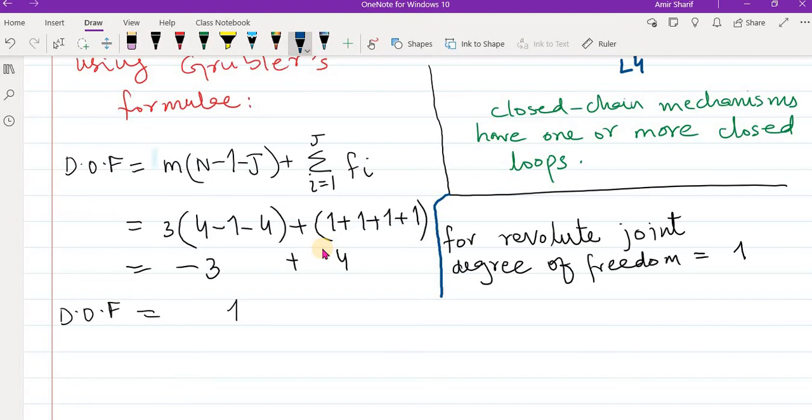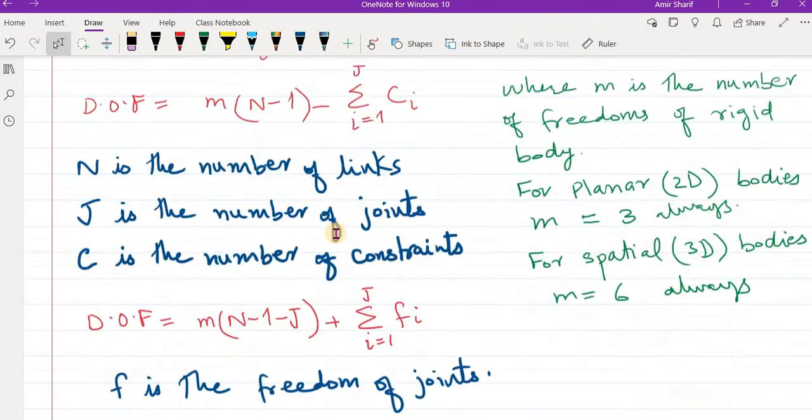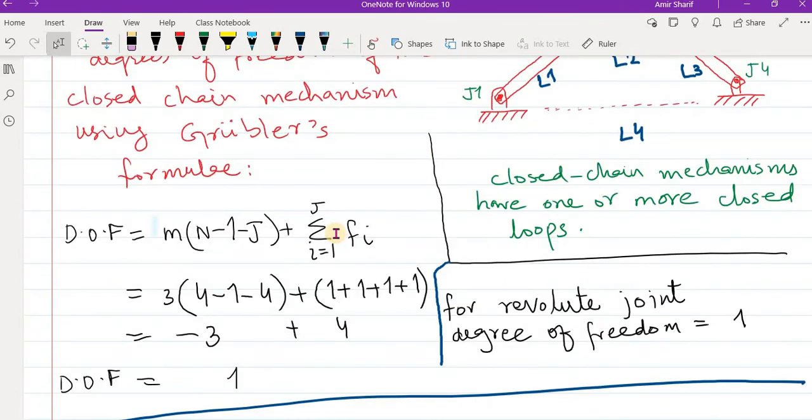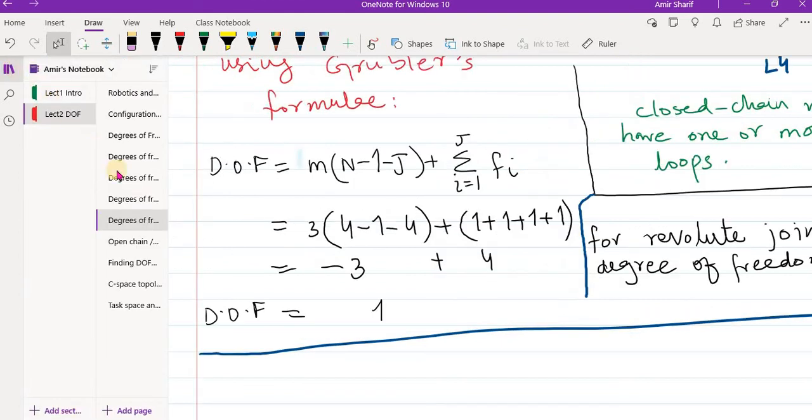So this is how we calculate degrees of freedom. Now let's calculate the degrees of freedom of an open loop mechanism.